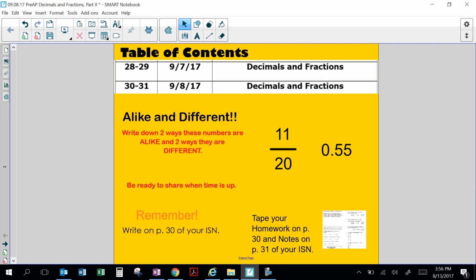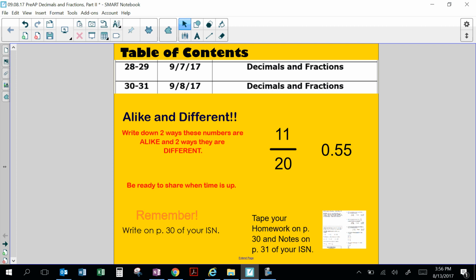Welcome. This lesson is a continuation of our previous lesson over decimals and fractions equivalents. So let's look at our number routine, alike and different. Write down two ways these numbers are alike and two ways these numbers are different.